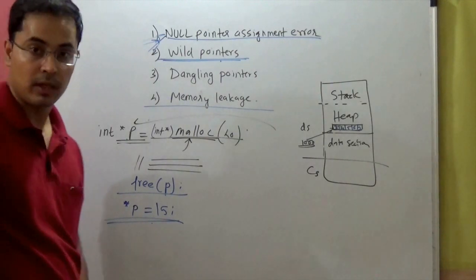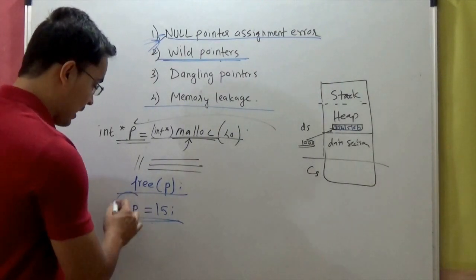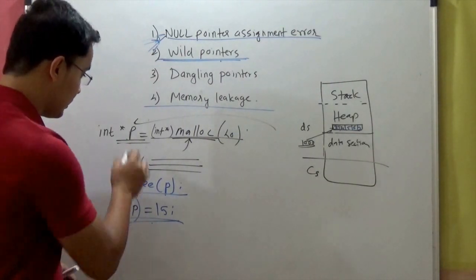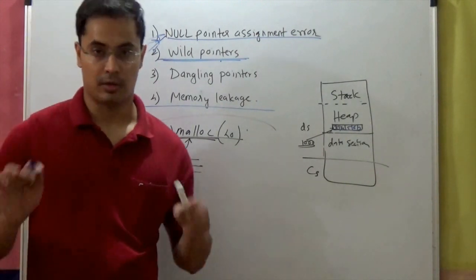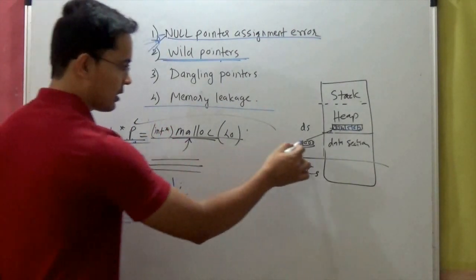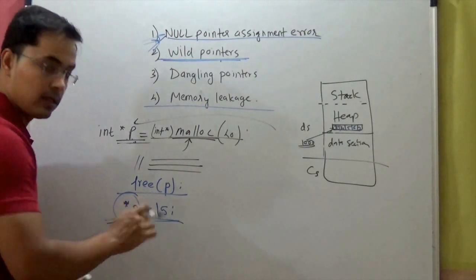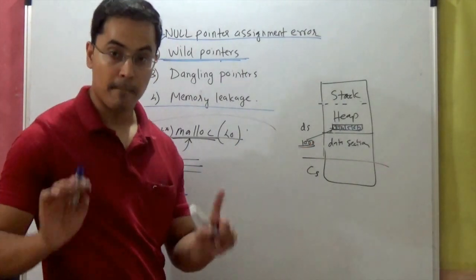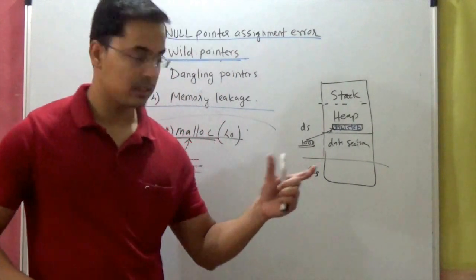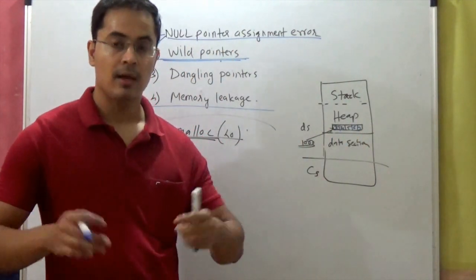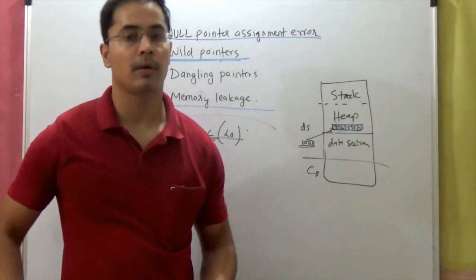Now, what you are doing is using a dangling pointer, right? This pointer has now become a dangling pointer. Why? It is still storing this address 1000, by the way. At this point, it is still storing the address 1000. But this address space or block of memory might have been allocated to some other purpose, right?